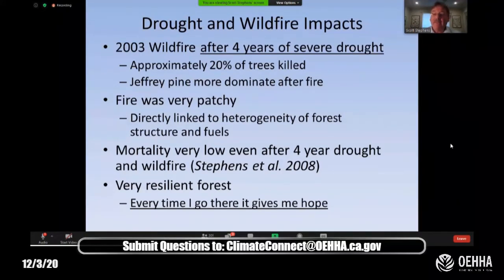The fire was patchy, directly linked to heterogeneity of forest conditions, something we need to create in our state. Too much homogenization of our forests in terms of fuels, canopy cover, tree density.